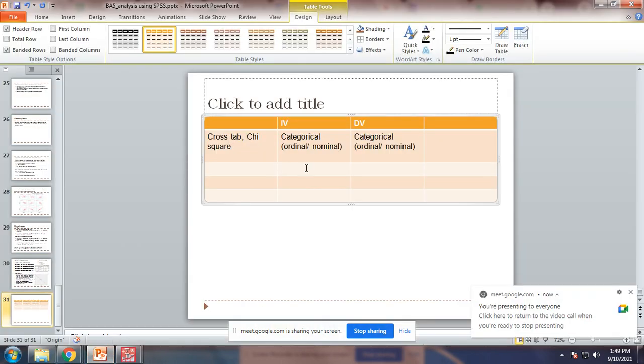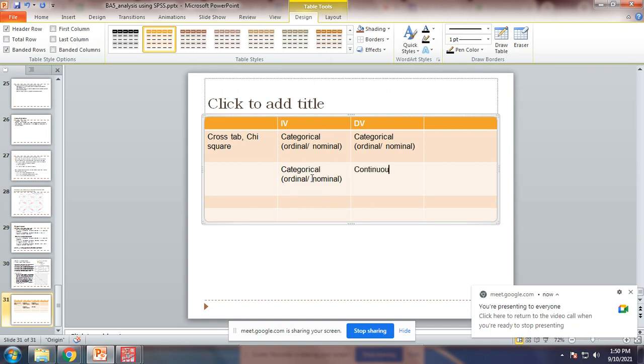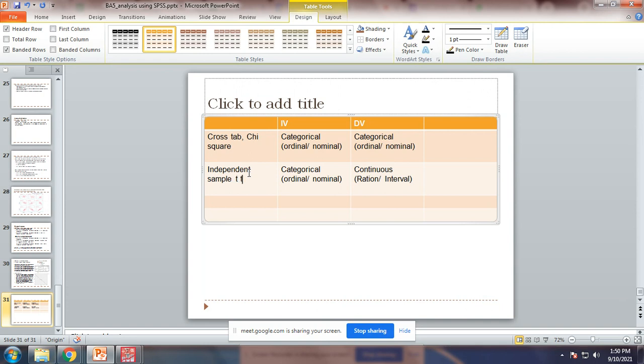Now, if your independent variable is again categorical, dependent variable is continuous. That means either ratio और इंटरवल. ठीक है. तो यहाँ पे you will do compare means which is independent sample t test. That is what we have learned.